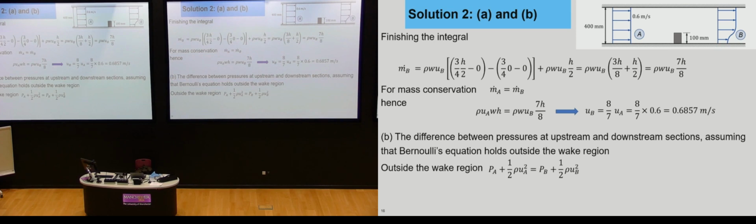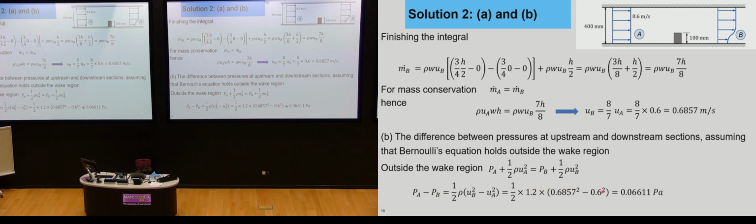So outside of the wake region, there is our Bernoulli equation. So P_A plus a half rho U_A squared is equal to P_B plus a half rho U_B squared. So a nice application of Bernoulli. We want the difference in the pressures between the upstream and the downstream. So upstream is pressure P_A, downstream is pressure P_B. So the difference is P_A minus P_B, which is equal to a half rho times U_B squared minus U_A squared.